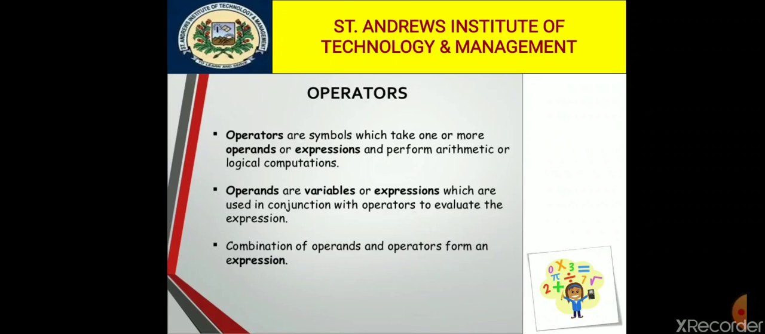Operands are variables or expressions which are used in conjunction with operators to evaluate the expression. And the combination of operands and operators forms an expression. The data on which the operation is to be performed is called the operand, and the term that performs the function is called the operator.